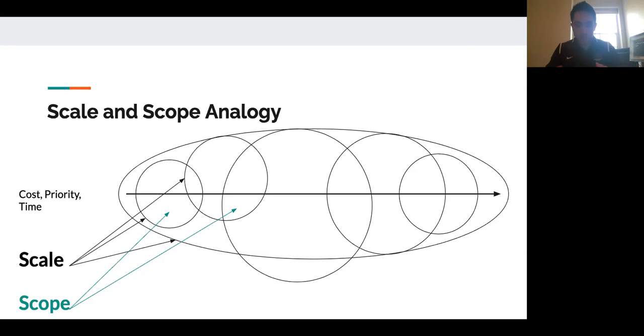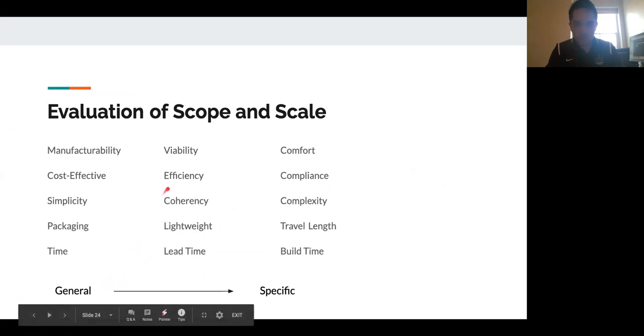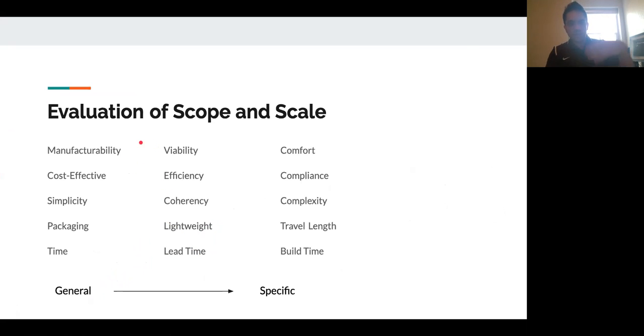And so this is just a brief and very abstract way to visualize scale and scope. Now, we're going to be talking about the words that define said scale and scope. Cool. And so we have very general terms, like manufacturability.